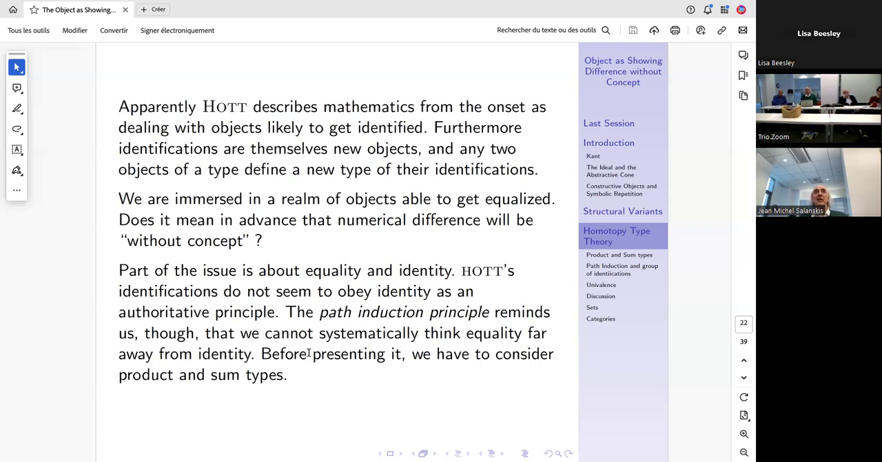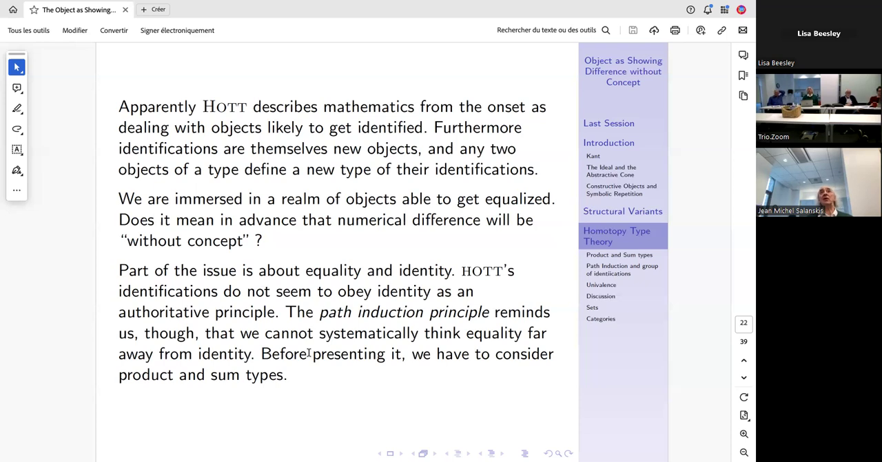So HoTT seems to describe mathematics as dealing with objects likely to get identified. And also identifications are themselves new objects. And any two objects of a type define a new type of their identifications. So does this idea that we are immersed in a realm of objects able to get equalized mean that we have numerical difference without concept? If objects are different, but they are equalized, does it mean that they are different without concept because they are equal after all? And here we should understand better the relation of equality with identity in HoTT.